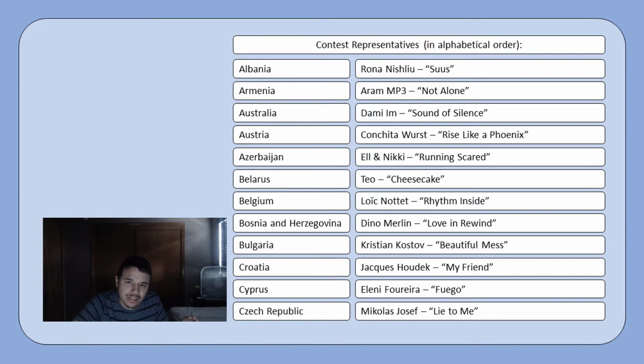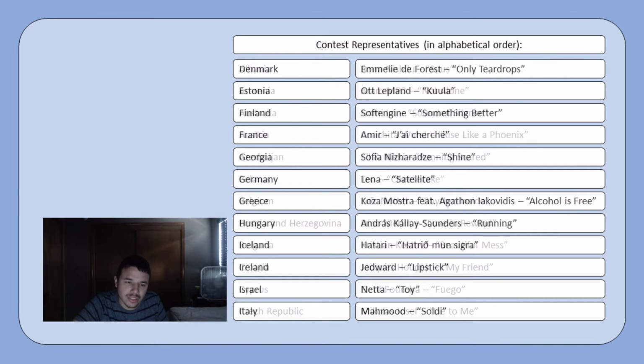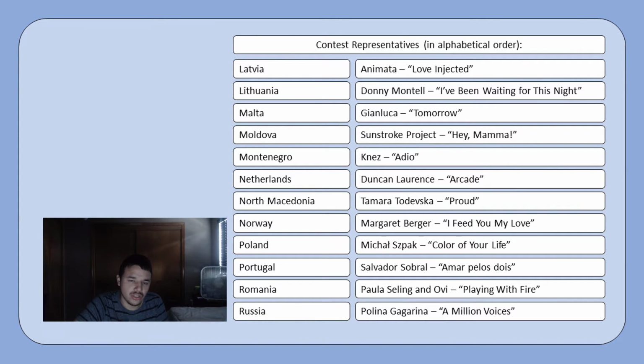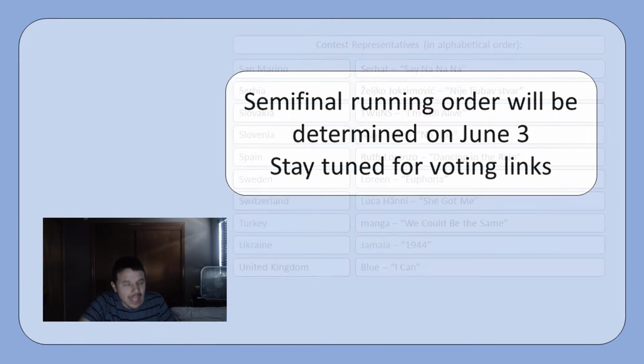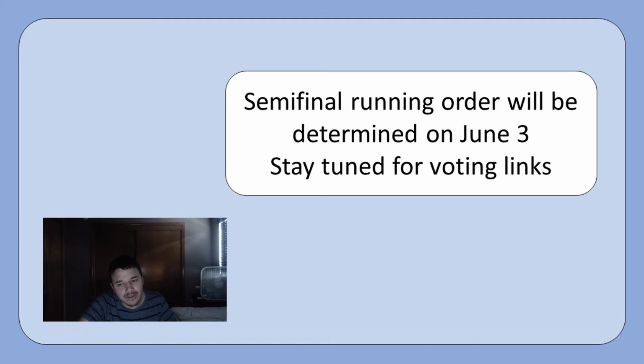I will announce the semifinal running order for each semifinal on June 3rd, as well as open up the voting for the first semifinal. And of course, it should be exciting. 23 songs in each semifinal. We'll see how Europe and the rest of the world votes. Coming soon. Stay tuned to the subreddit and to the YouTube page, as I will be revealing the results.